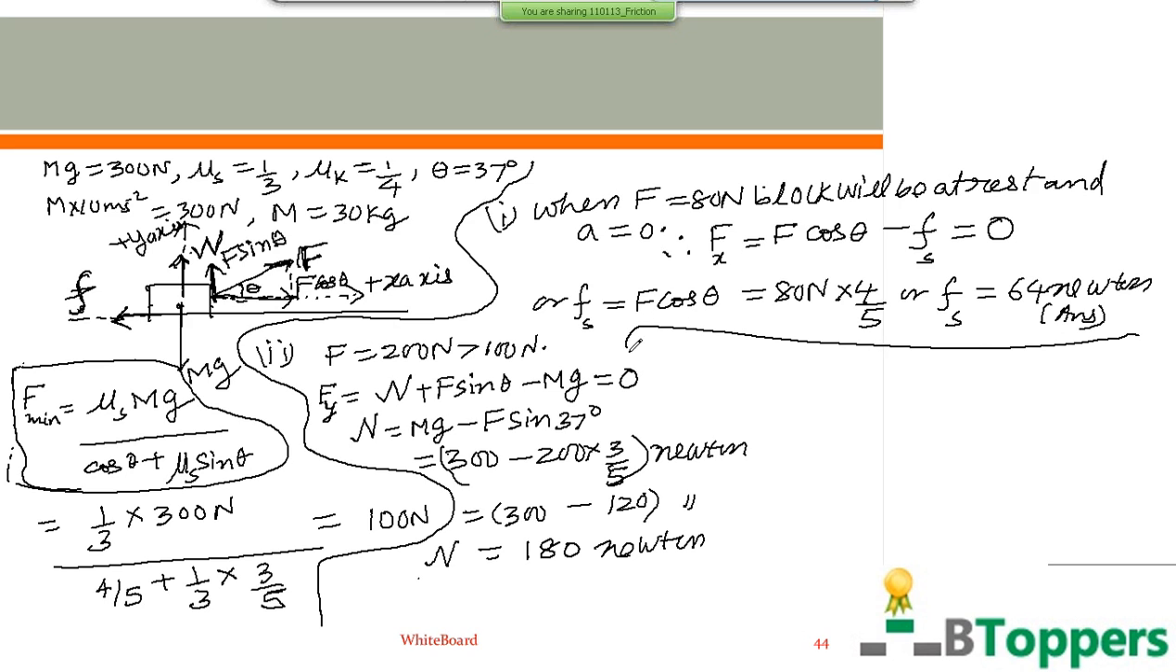Continuing the calculation for the second problem here on the right side. The magnitude of kinetic friction on the block during the motion is equal to mu k into N. Mu k is given as 1 by 4. The magnitude of the normal reaction is 180 newtons. So the magnitude of kinetic friction on the block will be 45 newtons.